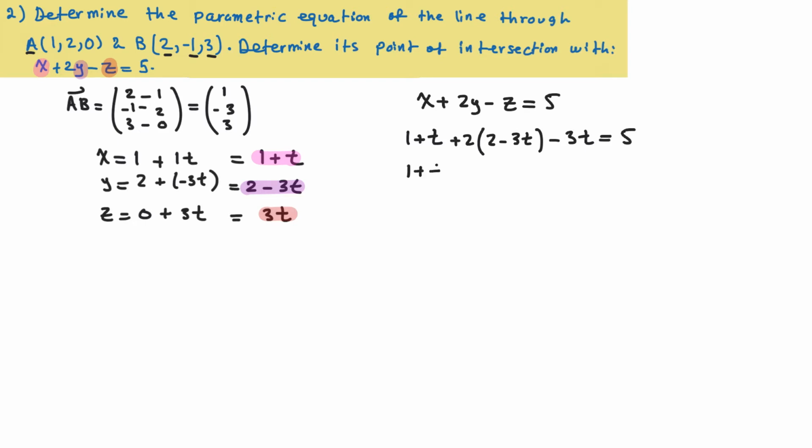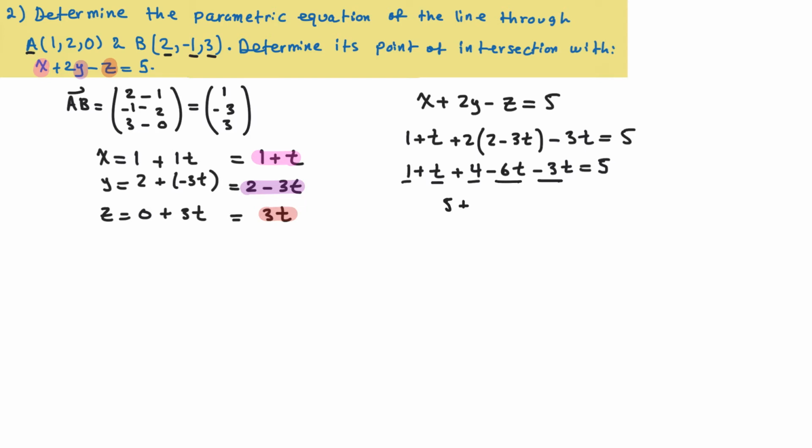I will then expand: plus 2 times 2 is 4, 2 times -3t is -6t, minus 3t is equal to 5, and I will collect my like terms. I will have 1 and 4 that make up 5, so that's 5 plus t minus 6t minus 3t.